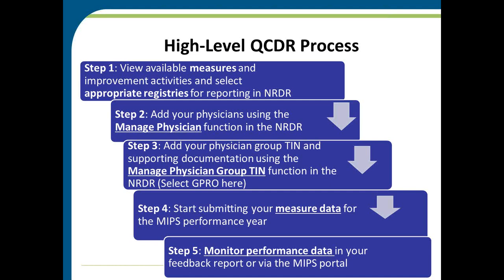Steps 4 and 5 are very important. After you do all of the account setup and registration and get that out of the way, you can actually start submitting your measure data for the MIPS performance year. As I mentioned previously, we have 2 sets of quality measures, for a total of 80 quality measures. So we want you to identify early on which measures you would like to submit to our registry and start that data submission process. And then step 5, we want you to monitor your performance data throughout the process.